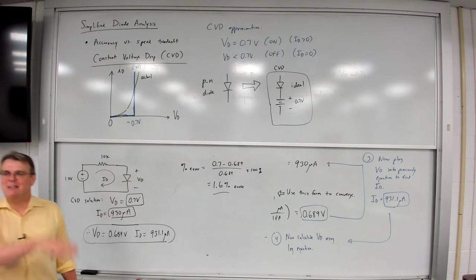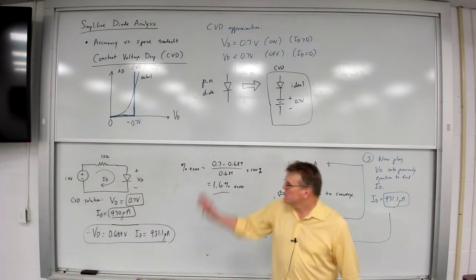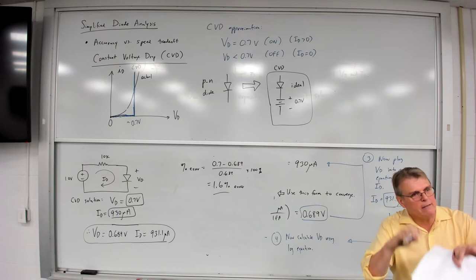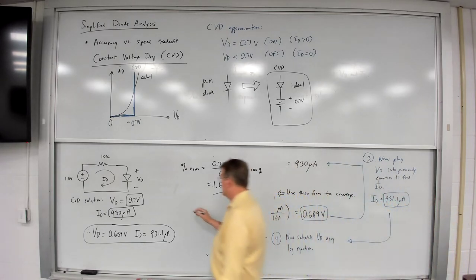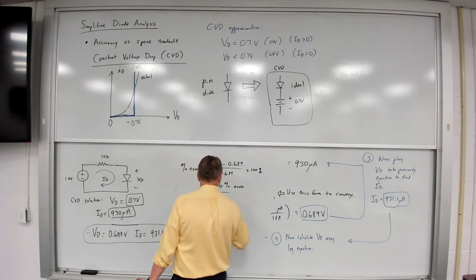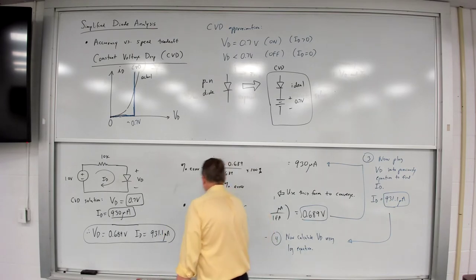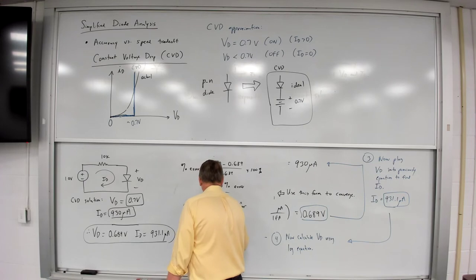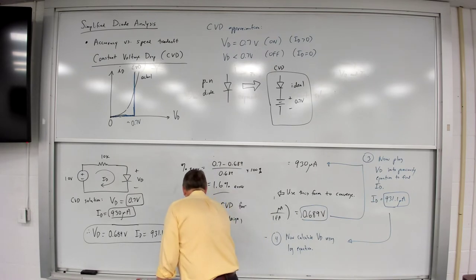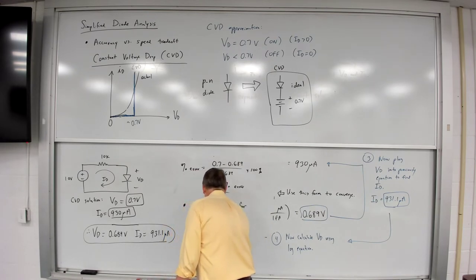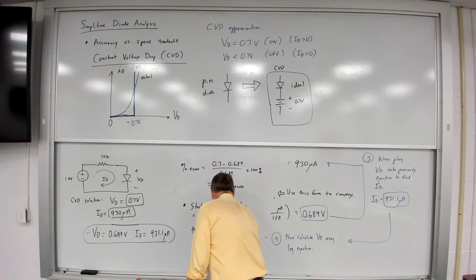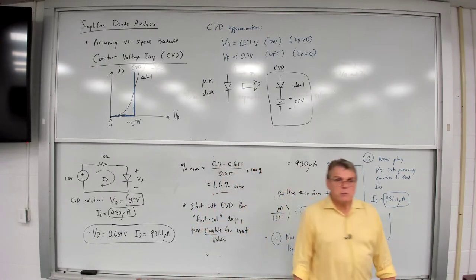I use LTSpice. That's what all engineers do, right? That's what designers do. You use hand techniques to get you close, and then you use a simulator to tune the design and figure out the exact values. So this is a standard design technique. We start with CVD for a first cut design. We then simulate for exact values. And that's what we're going to do in this class.